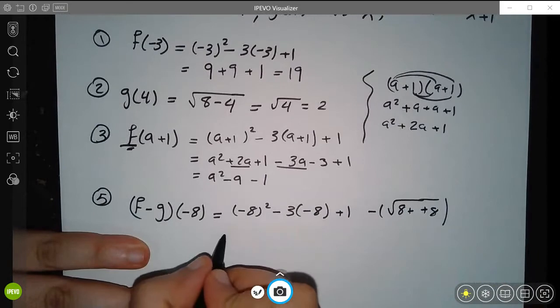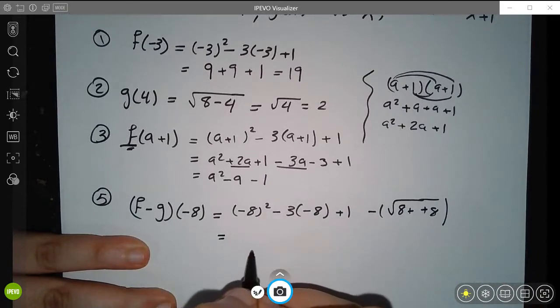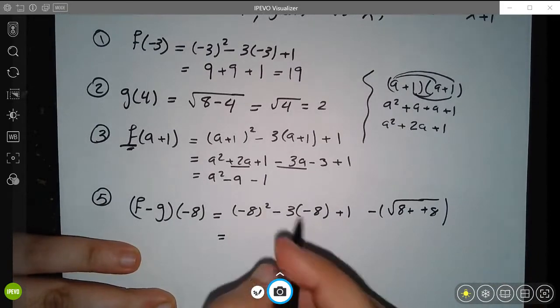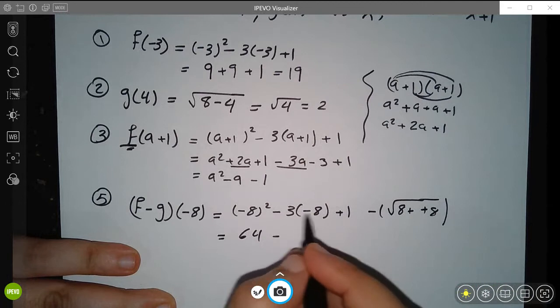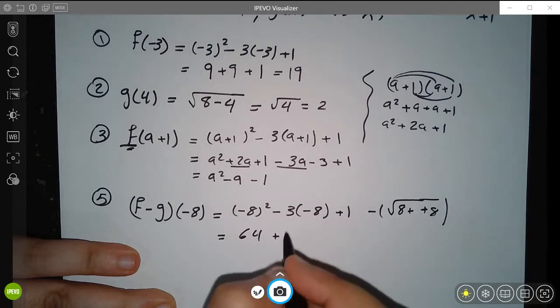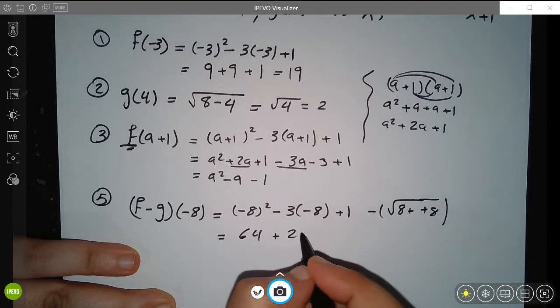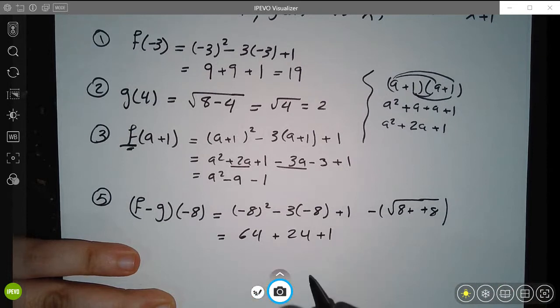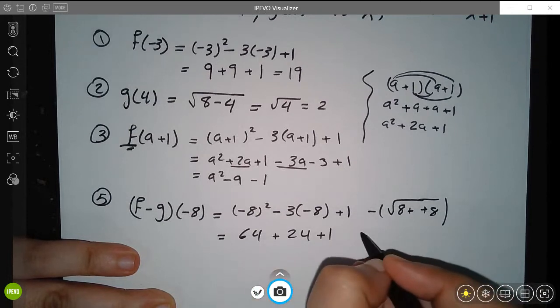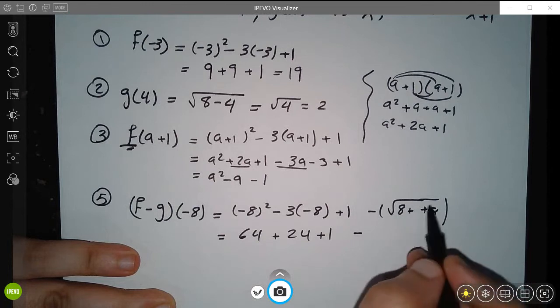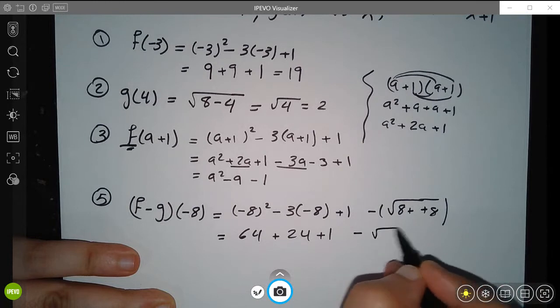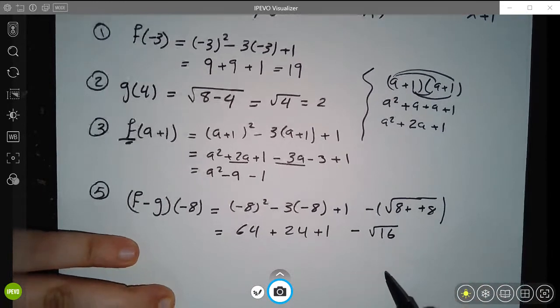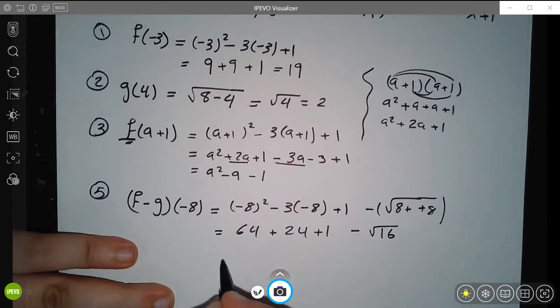All right. Now, negative 8 squared is what? What's 8 squared? It's 64. Actually it's going to be positive because you have 3 and 8 and they're both negative. So plus 3 times 8 is positive 24 plus 1. So these are the numbers here. Minus, now we have root of 8 plus 8, which is 16. And I'm subtracting, right?